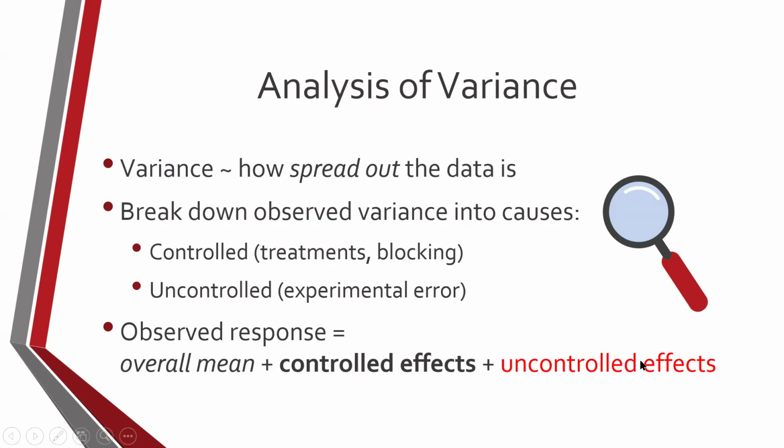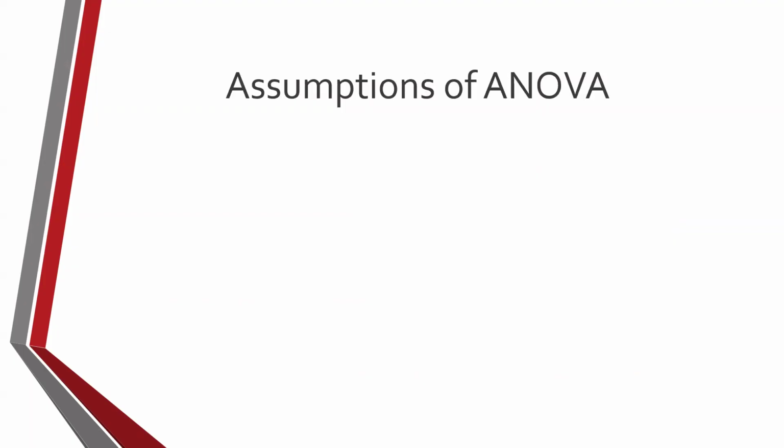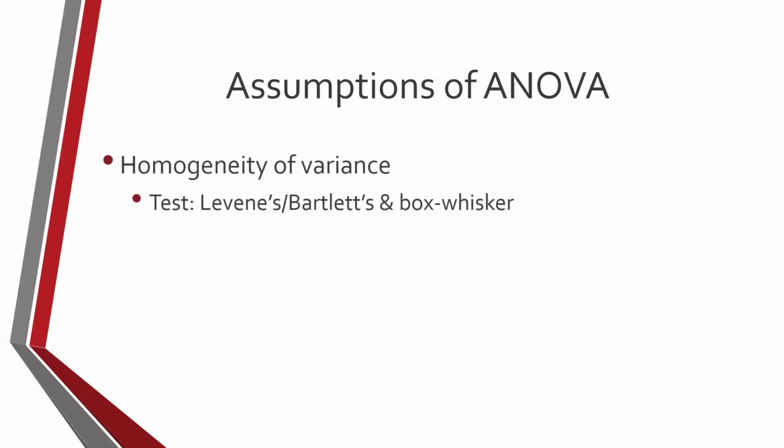So if we're going to do that, we do kind of need to make some assumptions about their behavior in order to get a reasonable guess as to what they are. So what are these assumptions that we have to make? The first one is homogeneity of variance, which is just if the variances of the different treatments are approximately equal.